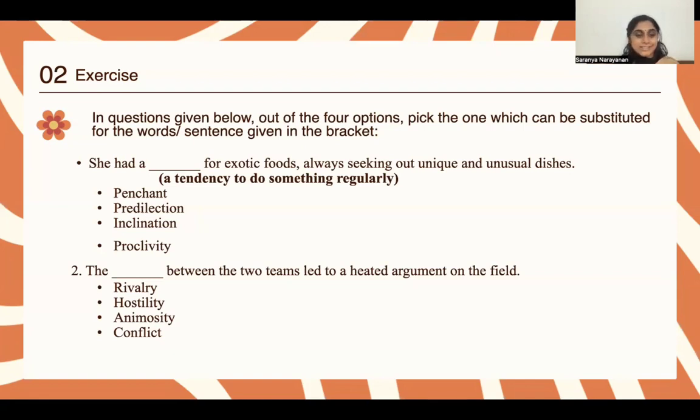The next question. The dash between the 2 teams led to a heated argument on the field. We have 4 options again: rivalry, hostility, animosity, and conflict. If you thought of the word rivalry, yes, then it's correct.